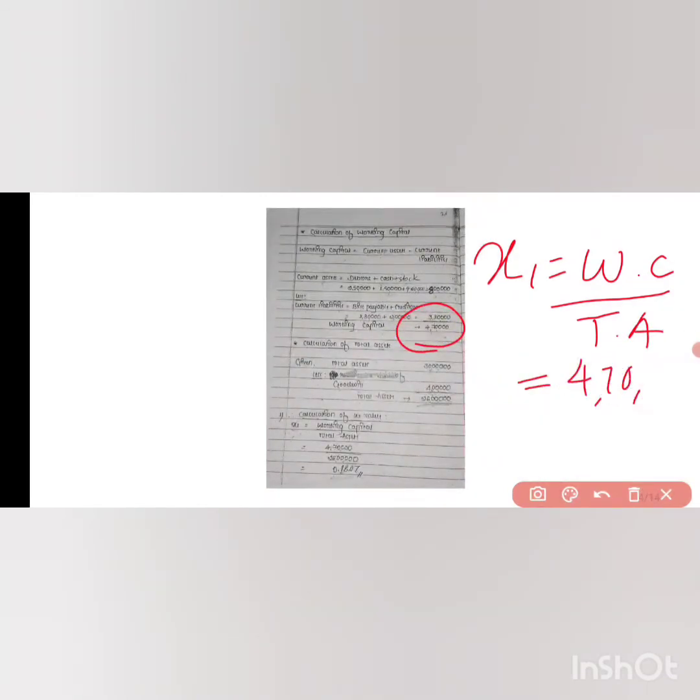I'll show the calculation of how to do it. See here, total assets are 30 lakhs. From this, we are deducting the value of goodwill. We got the 26 lakh as our total assets, and this total assets figure is applicable in all the financial ratios. Okay, so here now we can calculate the value of X1, that is working capital divided by total asset. The working capital value is 4,70,000, right? 4,70,000 divided by the total asset we just calculated, that is 26 lakh.